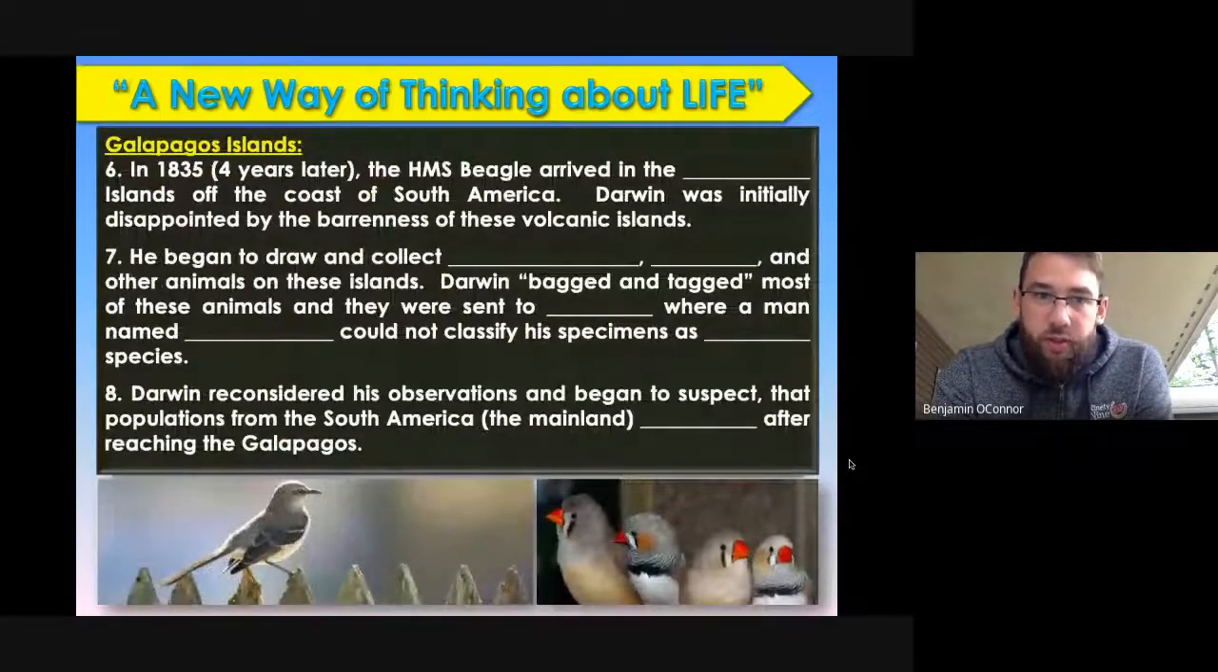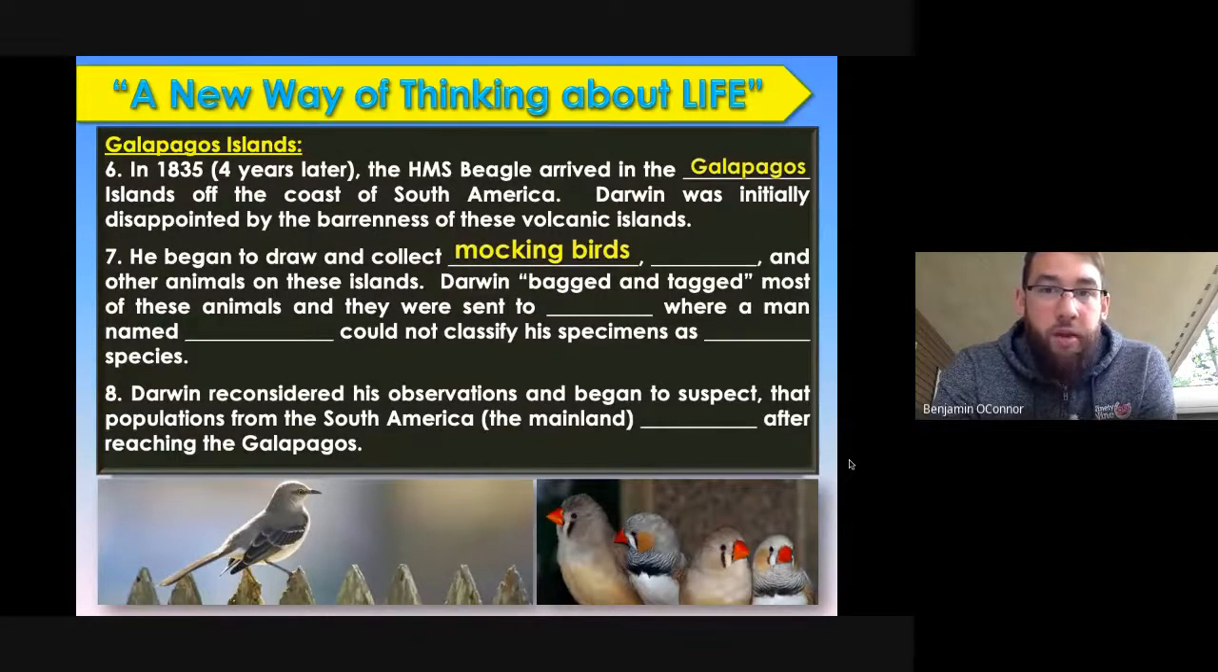All right, so here's the good part. The Galapagos. In 1835, four years later, the HMS Beagle arrived in the Galapagos Islands off the coast of South America.